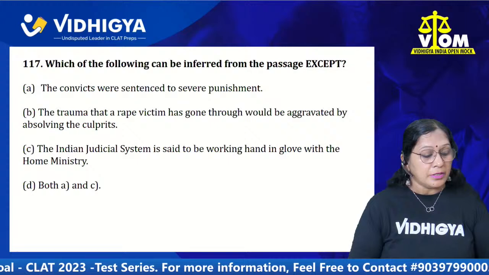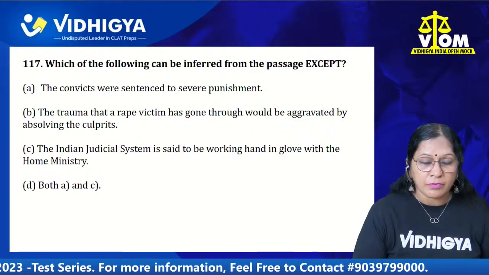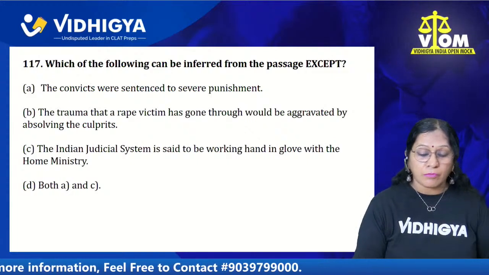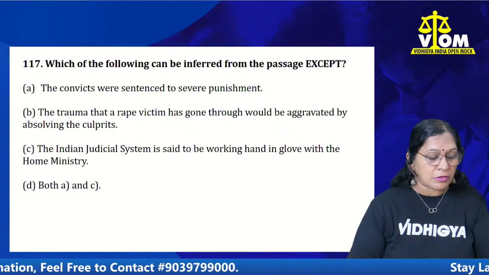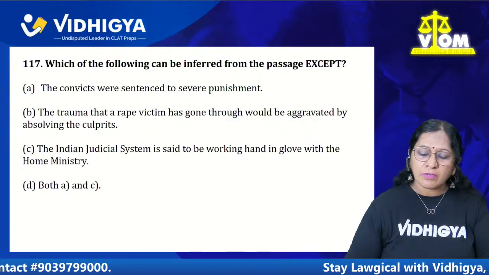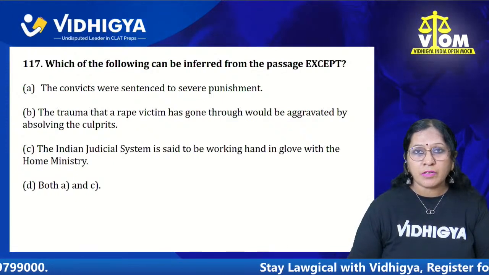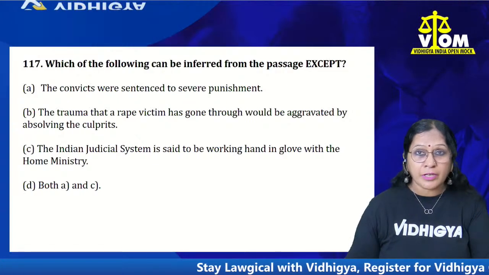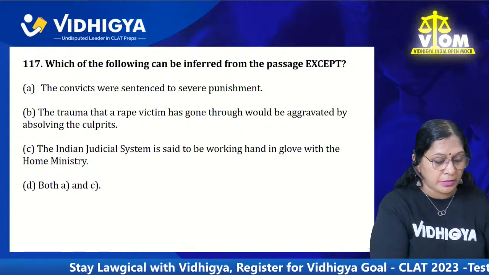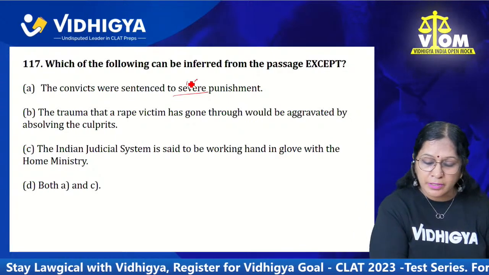Next question. Which of the following can be inferred from the passage except? So what we can understand from the passage, let us see. The convicts are sentenced to severe punishment. No, most of the convicts, not most, but yes, a few of the convicts were set free also. No, we had read 7 out of 20 convicts were set free. So severe punishment to nahi hai.